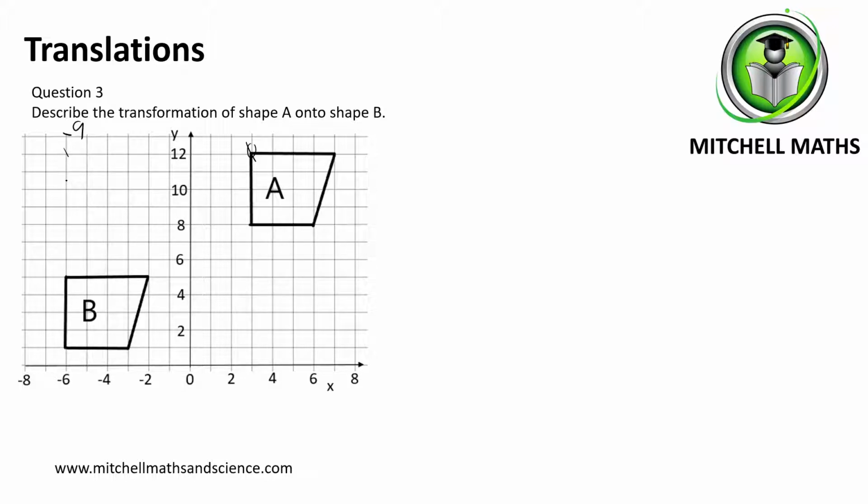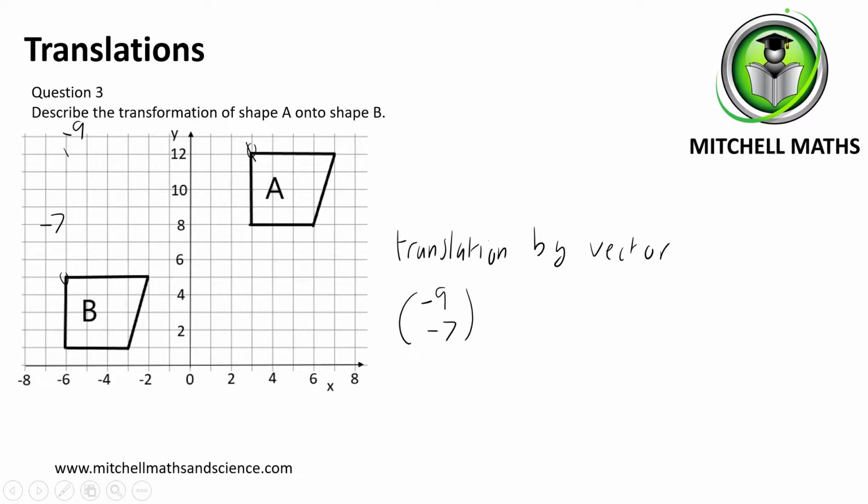And then we're going to move downwards. That's in a negative y direction. So if we count downwards, 1, 2, 3, 4, 5, 6, 7. That's -7. So the way we describe that, to answer the question, is we'd say translation by vector, and we'd have -9 because it's moved -9 units in the x direction, -7 because -7 in the y direction. And that's how you'd answer that question.